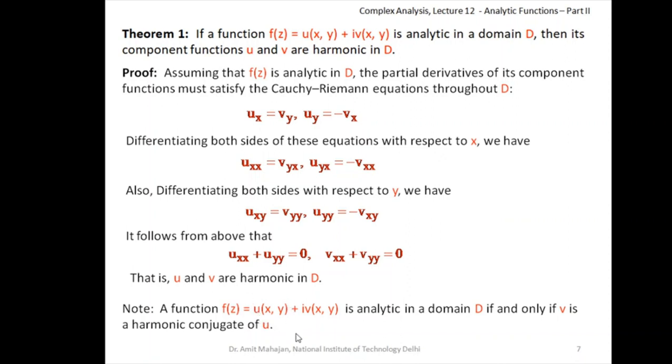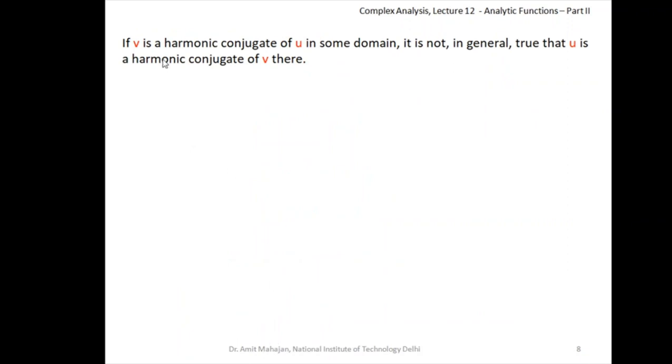The reverse we do not say, that means we do not say that u is a harmonic conjugate of v. We only say that v is a harmonic conjugate of u. So the imaginary part is a harmonic conjugate of the real part. This is true whenever the function is analytic. I'll give you this statement and one example, which says that if v is a harmonic conjugate of u in some domain, it is not in general true that u is a harmonic conjugate of v there.